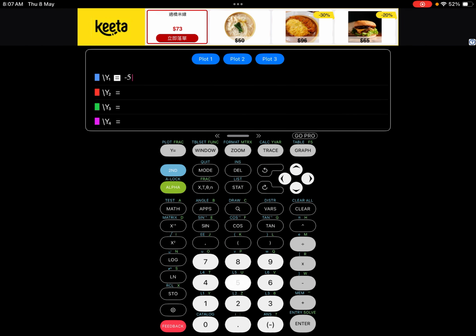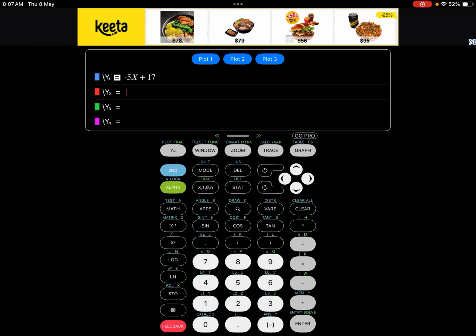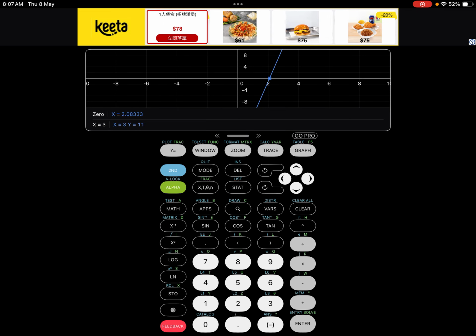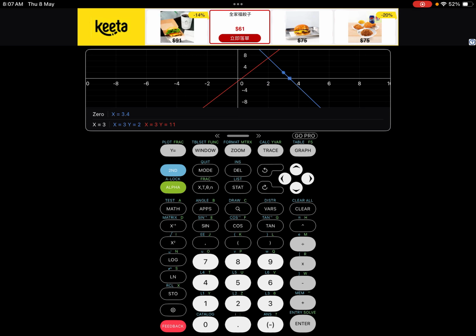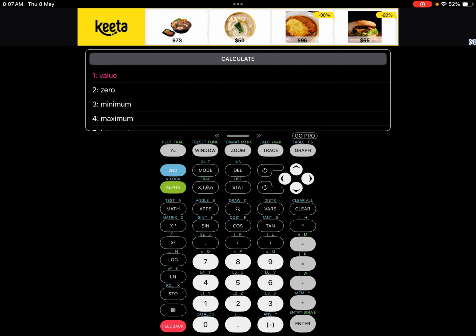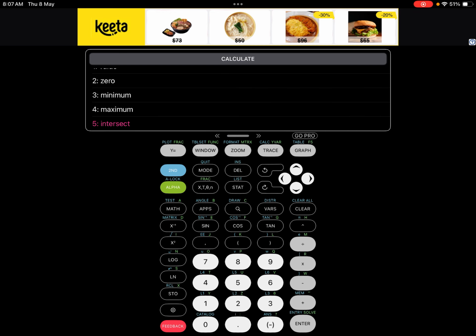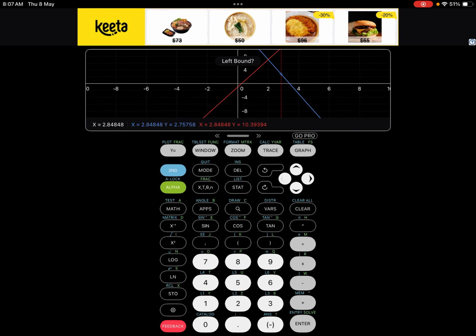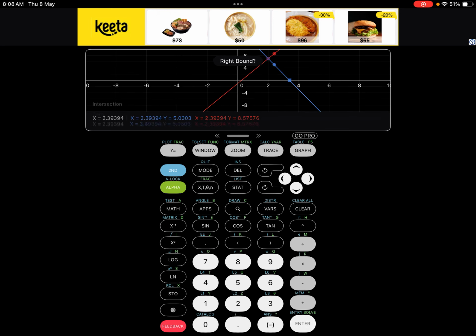So it'll be negative 5x plus 17. Then we have the other equation that should look like 4x minus 1. Then you're going to graph it. So you should see the intersection point. Then I'm going to go to second trace, go to option 5. Again, they're going to ask for the left bound. Just choose somewhere to the left of the intersection point, press enter. Right bound to the right of the intersection point, press enter.